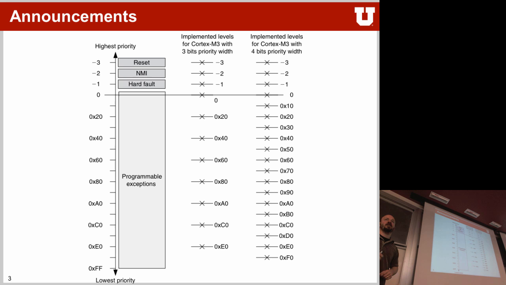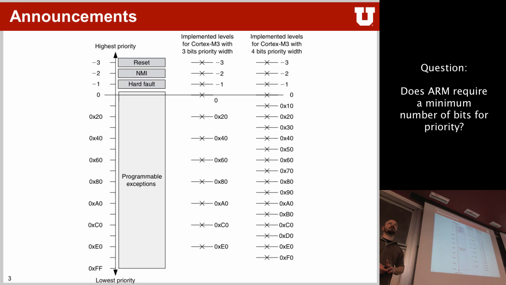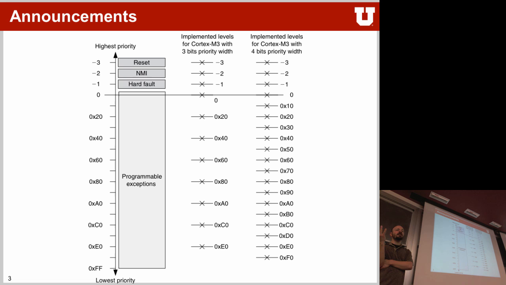Is there a required minimum? Does ARM require a minimum number of bits? Good question. I don't know. I mean, at some point, it doesn't make any sense anymore. If you don't implement any of them, then you just don't have any priorities. I'm not sure if that's allowed. Or whether it's like 2 or 1? It's possible. I don't think anybody would do that, because having 2 bits of priority should be fairly easy to implement. I have never seen a microcontroller that has less than 3. I'm not sure if it's ARM that actually defines that. It could be that they say you have a minimum of 3 bits that you have to implement. I would have to look it up.